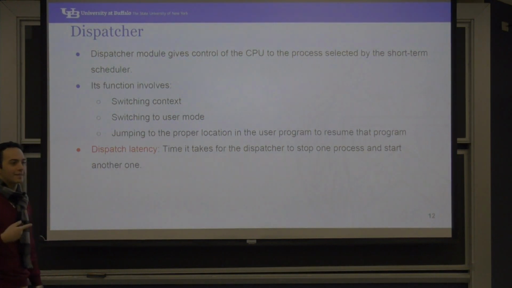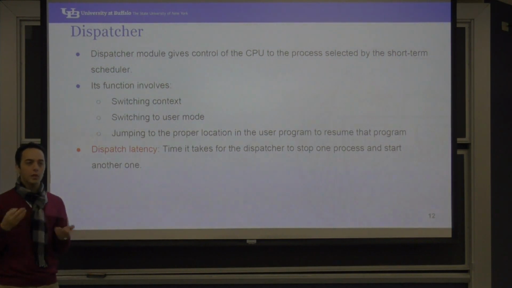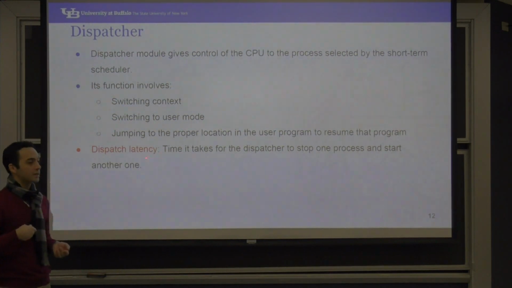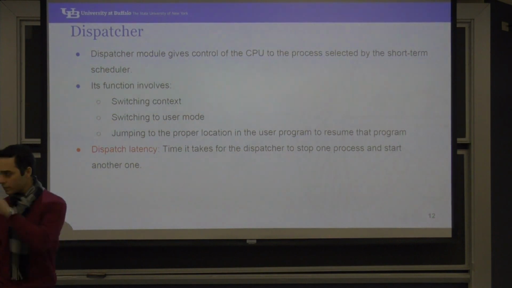And then this has a latency. This is important because this latency is part of the overhead, right? The scheduler also has to decide which process should run next. That is also overhead. But there is also the dispatcher latency itself, which is again overhead. And we want to minimize this, right?